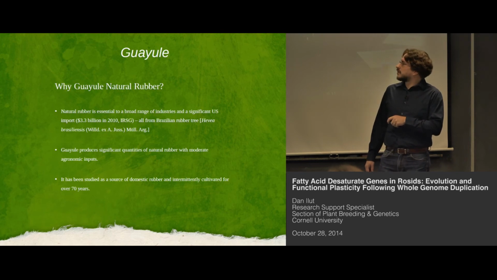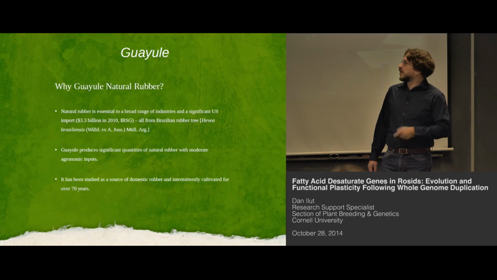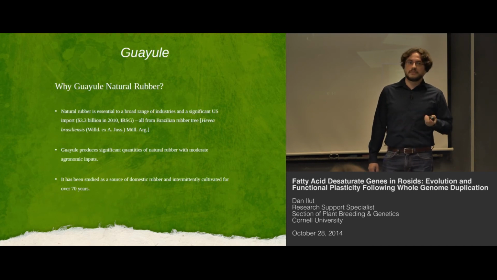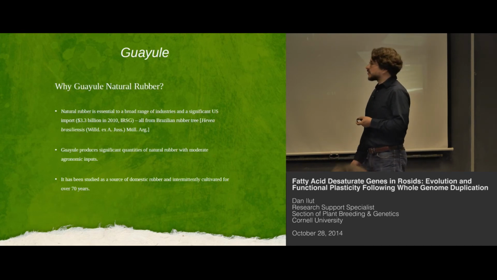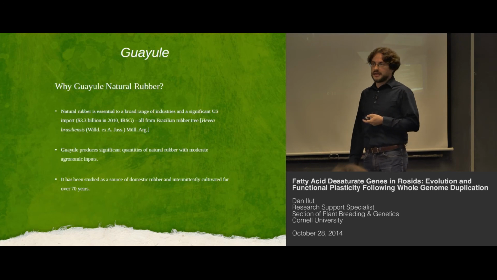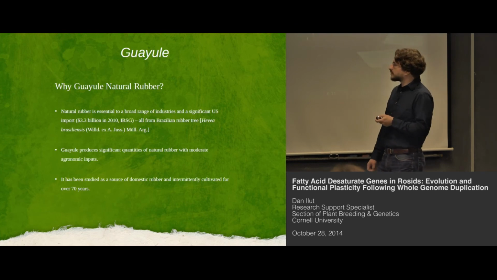And more specifically, why do we want to look at Wayuli rubber? Well, the US imports, as of a few years ago, about 3.3 billion worth of natural rubber, all coming from the rubber tree, which is essentially a monoculture in tropical areas. It's involved in deforestation because people burn down forests to plant it and so forth.